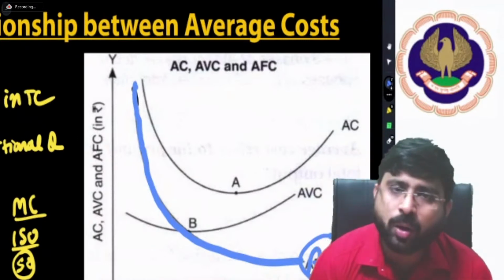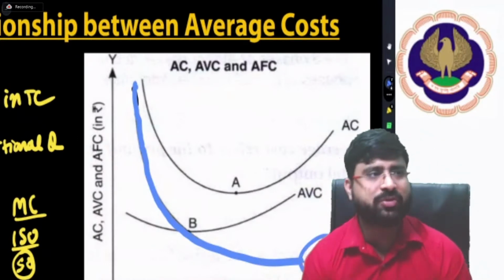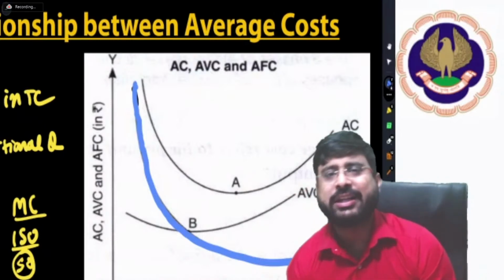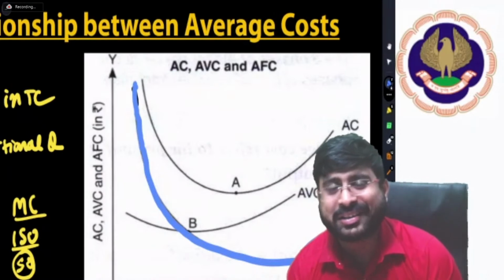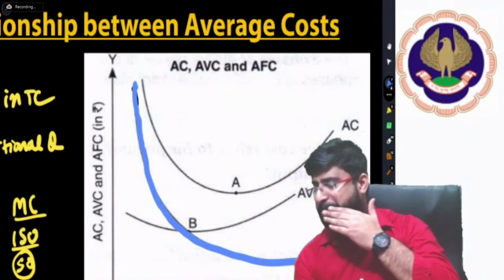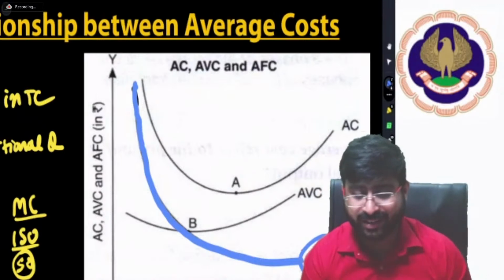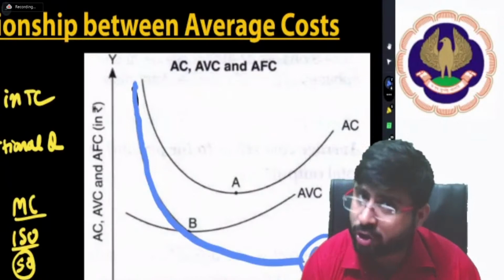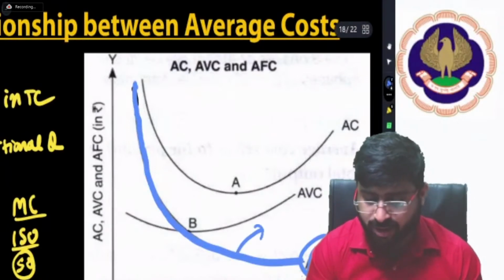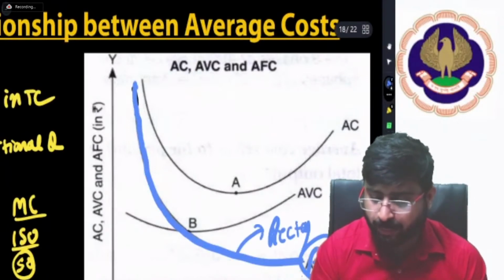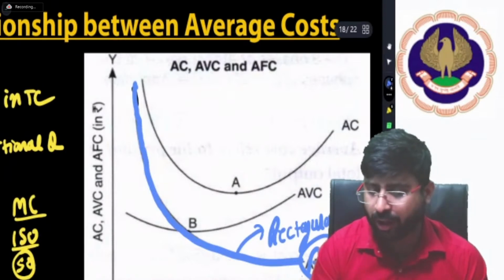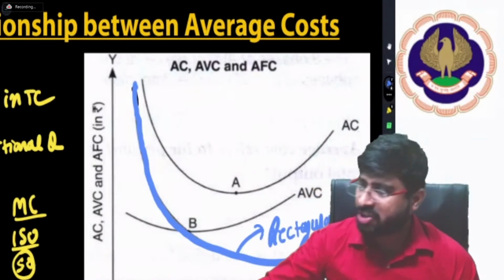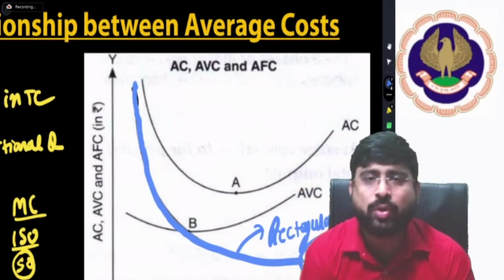You know what this shape is called? The shape of AFC curve is called rectangular hyperbola. So if in exam you get what is the shape of average fixed cost? Remember I told average fixed cost, not total fixed cost. The shape of average fixed cost is rectangular hyperbola.